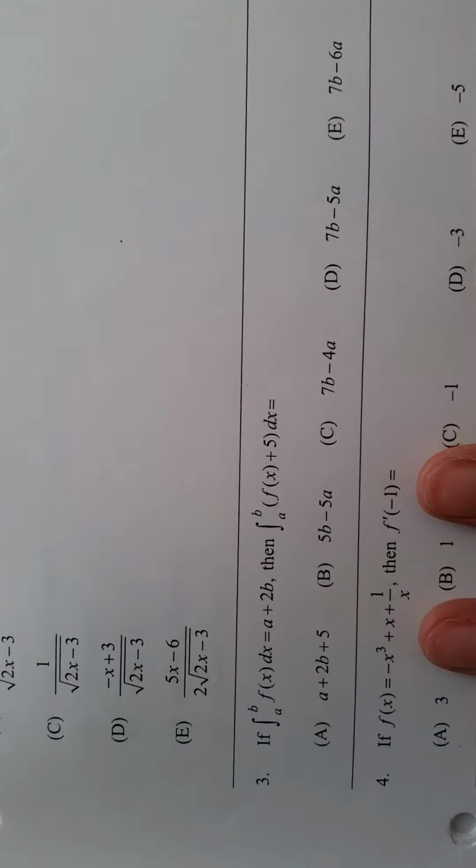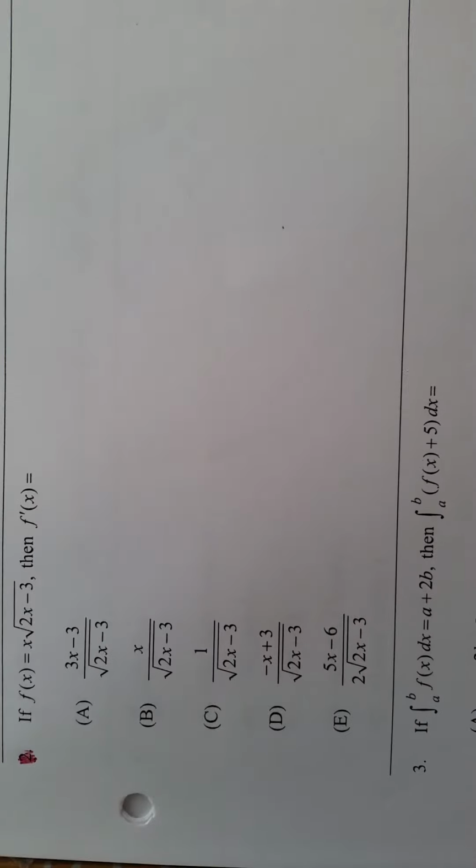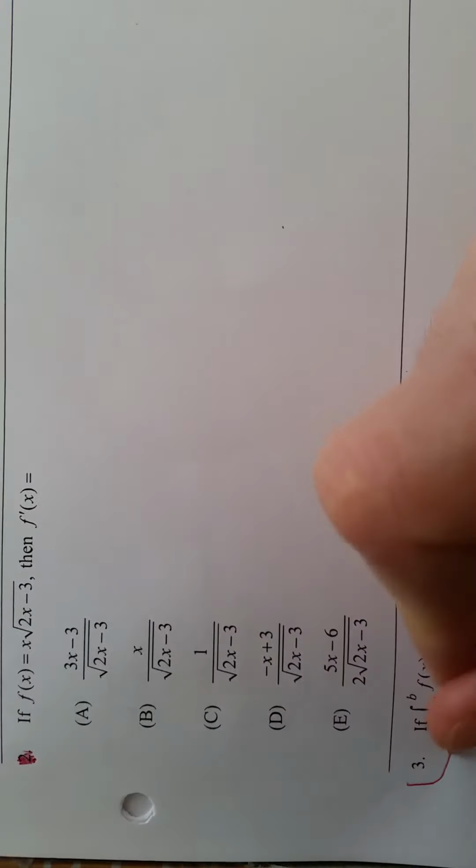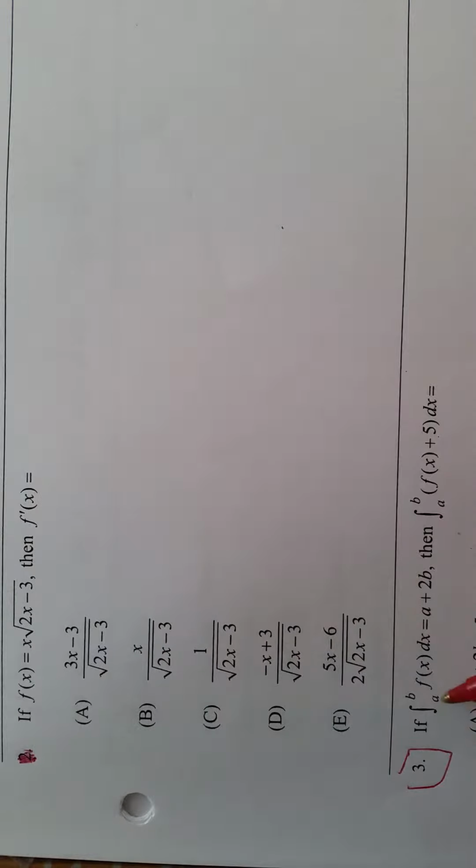This one's quite a bit trickier. I'm actually going to use the space above it. So I'm doing number 3 right now. Okay, number 3. So here we have a definite integral, and it says, I've got a function, okay? If the definite integral from a to b of this function is a plus 2b, then what's this?